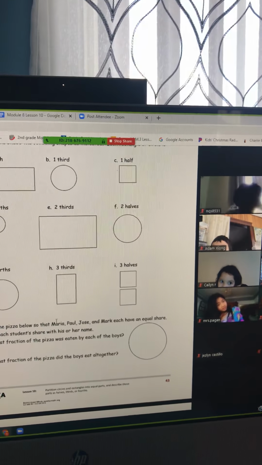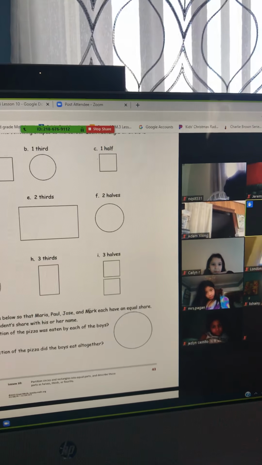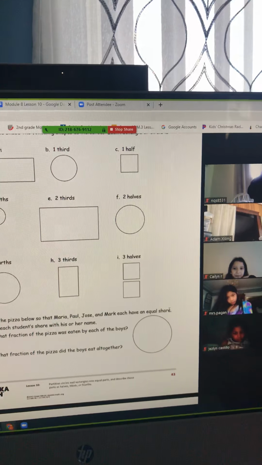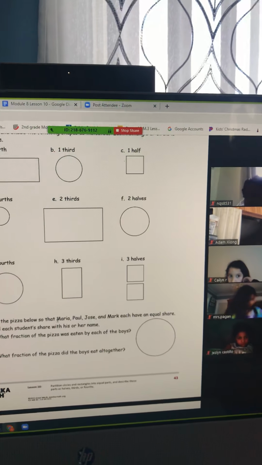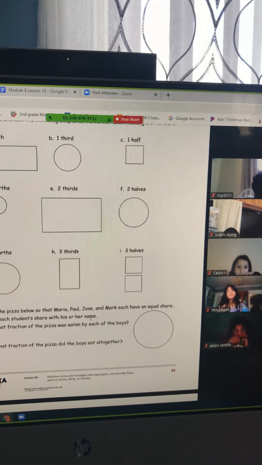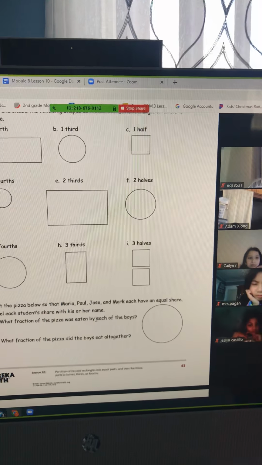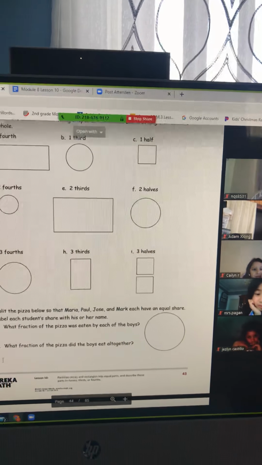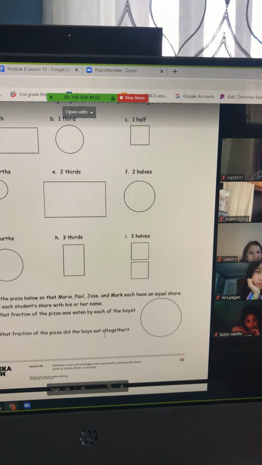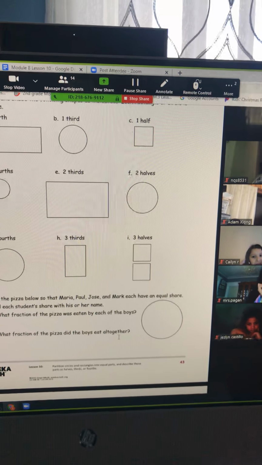Question 5. Split the pizza below so the Maria, Paul, Jose, and Mark each have equal shares. Think of how many people that is. Label each student's share of the pizza with their name. What fraction of the pizza was eaten by the boys? And what fraction of the pizza did the boys eat all together?